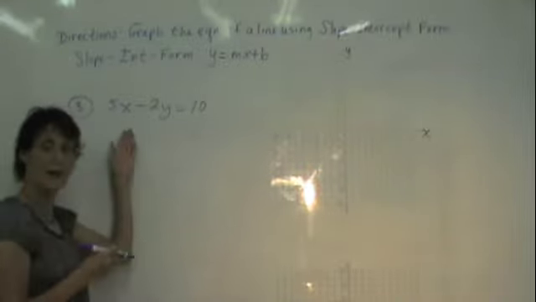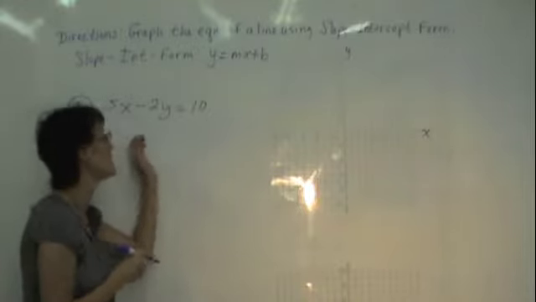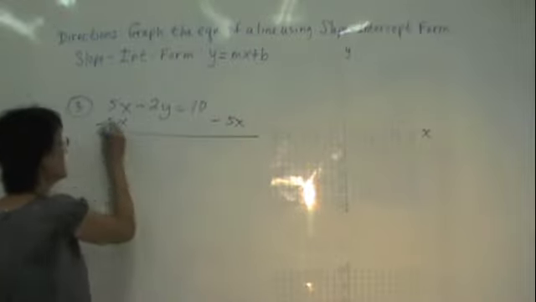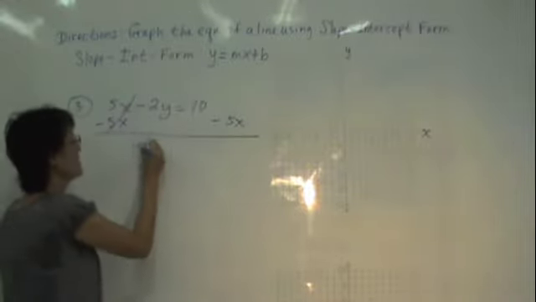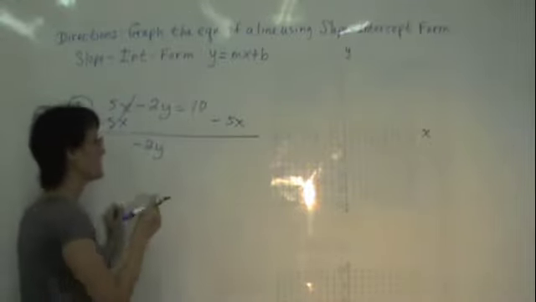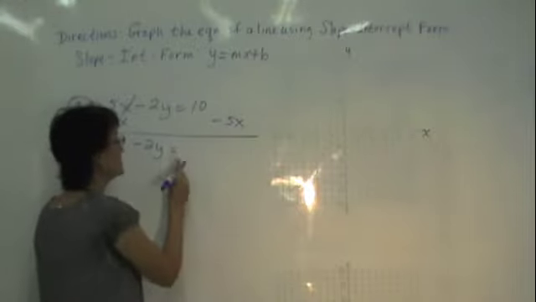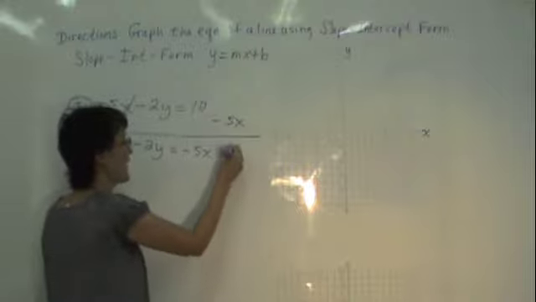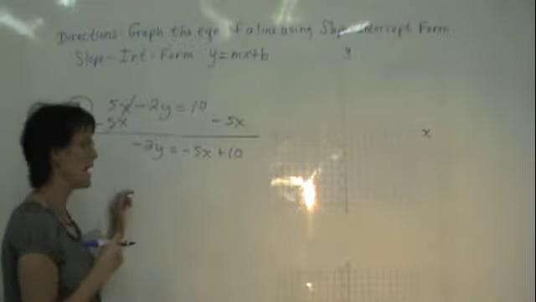Okay, so again, I do not have my y by itself, so I have to isolate that first. So let's cover this up. We need to move this. So subtract 5x. Okay, again, do not put them below each other. Otherwise, you're causing error. So this negative 2y is equal to, let's write the x term first, and this is plus 10. Okay, now we're almost done.